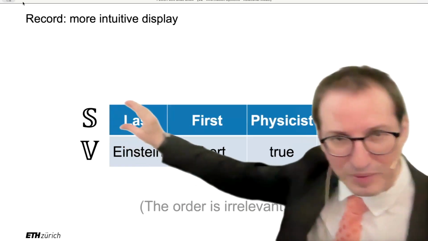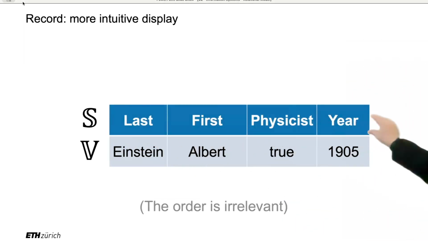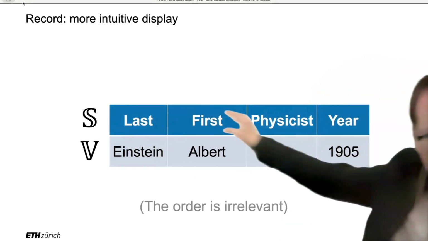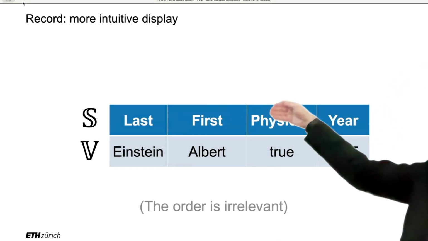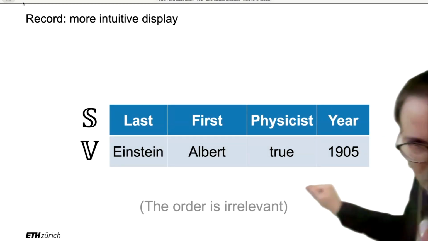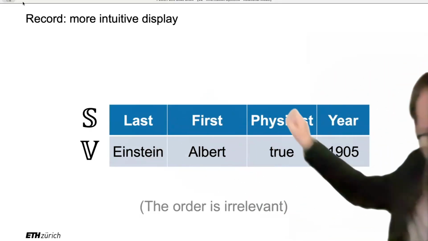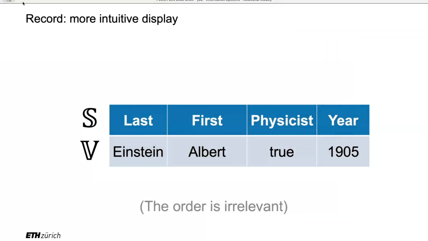But here I make explicit that the domain of my map is the strings. So I have here the attributes. These are the four attributes that are actually mapped to something, and the other attributes that aren't mapped, the other strings, I just leave them out. And then this is what it's mapped to: last to Einstein, first to Albert, physics to Struve, and year to 1905.